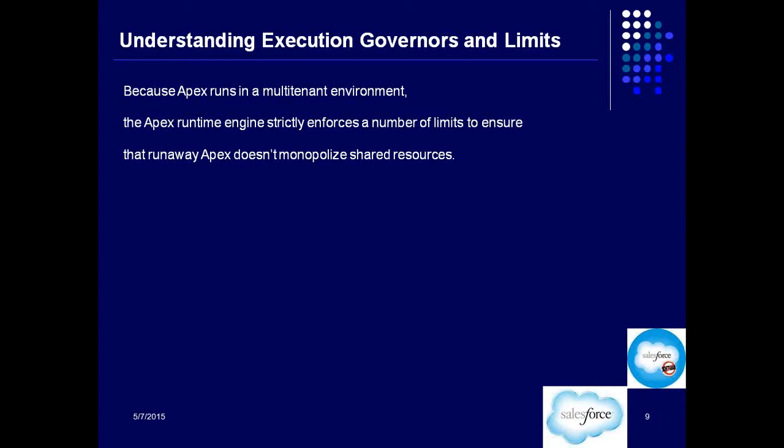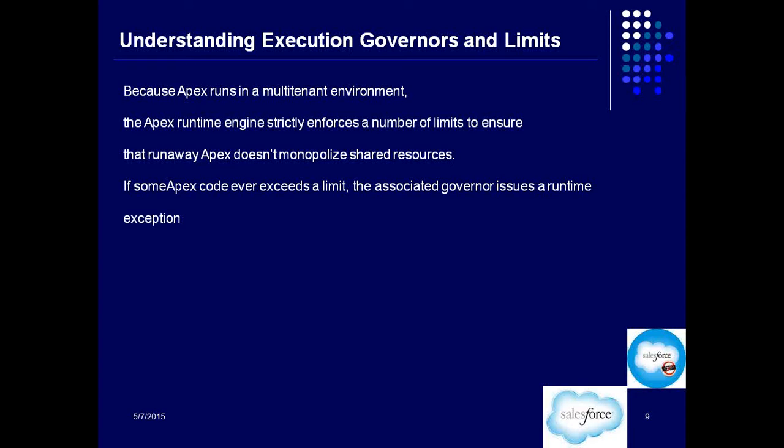Okay, so that's the reason why there are some governor limits which are imposed by Salesforce.com. If some Apex code ever exceeds a limit, the associated governor issues a runtime exception. Okay, so if your Apex code exceeds a limit, then the associated governor issues a runtime exception. Okay, so very simple concept. Now let's understand a few common governor limits, the ones which you will use very frequently. There are a lot of them, but you don't need to know each and every one of them. I want you to understand the concept nicely. So some common governor limits which we use very frequently and which we will need to deal with very frequently.